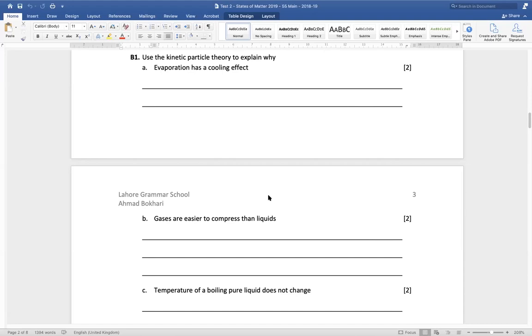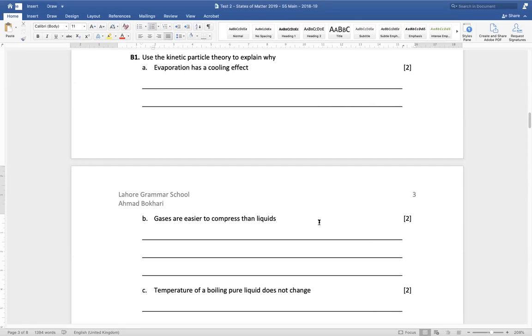When evaporation takes place, the high energy particles in the substance break free from the substance and escape into the atmosphere, which is why it loses kinetic energy, which is essentially temperature. And as the energy is lost, the substance cools down.